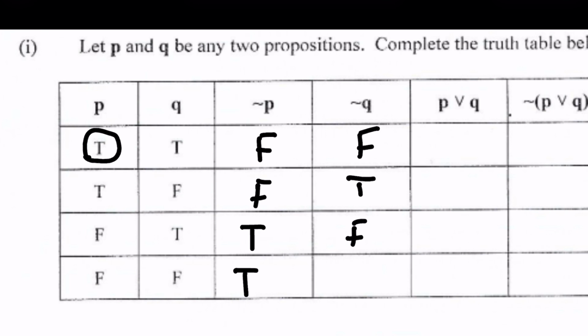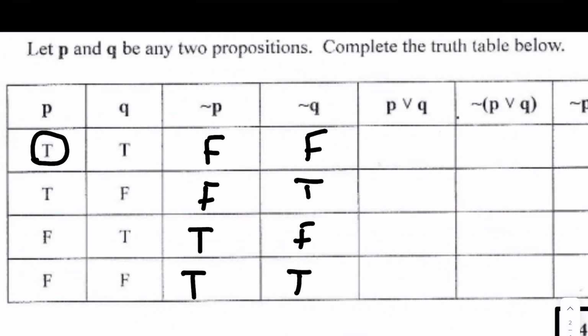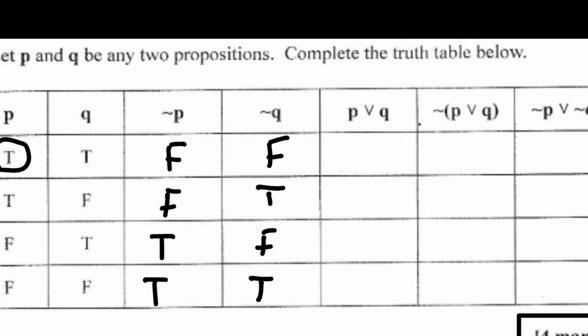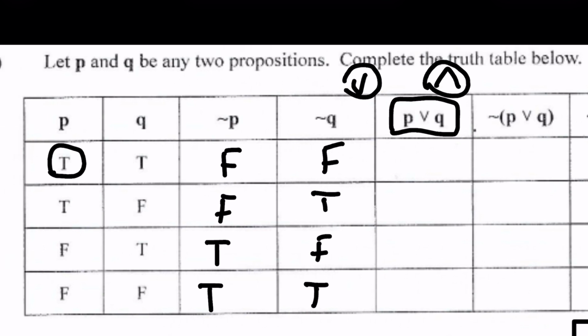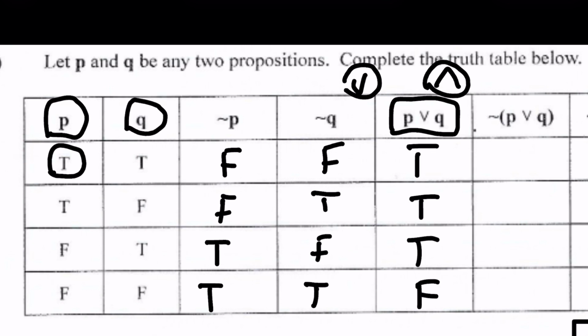And the hardest part about this is just finding where Q is, to be honest. After that, you just know exactly what to do. And now they're asking us to find P or Q. Remember, or is this little V sign, and and is that upward sign. I don't know what it's called. So just remember those two. So P or Q. We're looking at P and we're looking at Q, and we just need at least one of them to be true. So in the first rows, that's going to be true, true, true, and false for the last one, because neither of them are true. For the OR gate, we need at least one to be true.